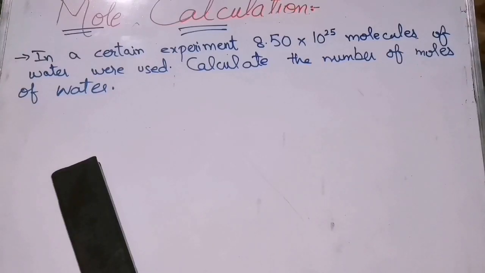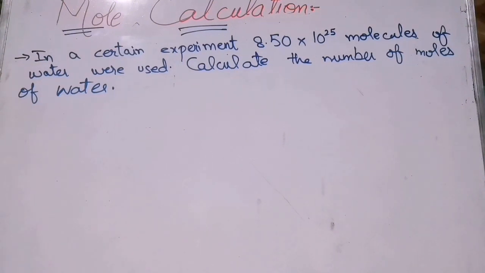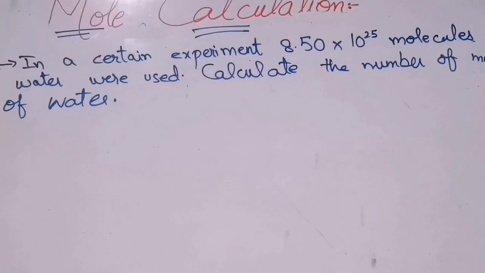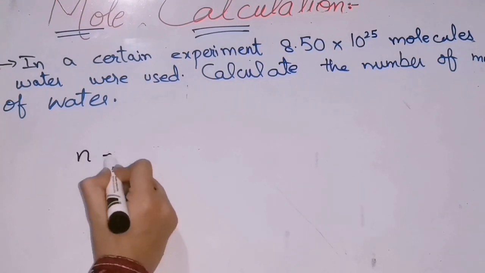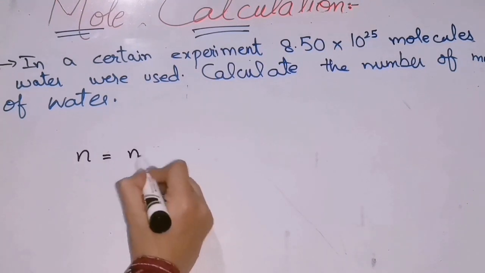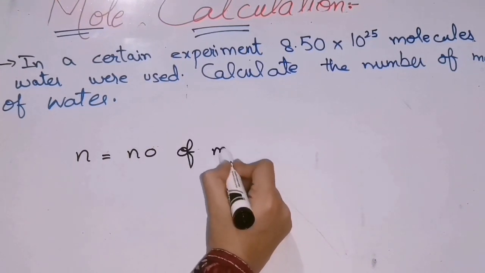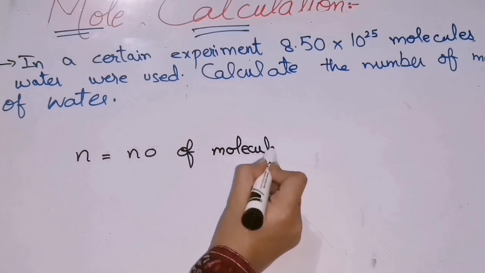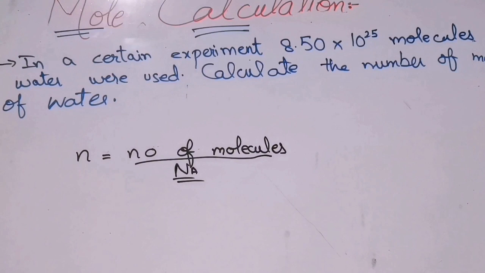Now the next numerical that I am going to start is: in a certain experiment 8.50 multiplied by 10 raised to power 25 molecules of water were used. Calculate the number of moles of water. In this case we are given the number of molecules. So which formula we will use? We will use the formula that number of moles is equal to number of particles. We are given the number of molecules, so we can write here number of molecules divided by Avogadro number, right?